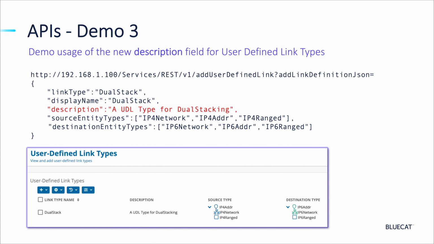When creating a new UDL type via the API service, we make a call against the add-user-defined link. This API is passed a JSON payload to define the link type parameters, and new in Integrity 9.4 is the optional description field in the JSON. The description field is up to 512 characters in length, so it can support human-readable descriptions, or it can be used to insert machine-readable data into the field for automation purposes.